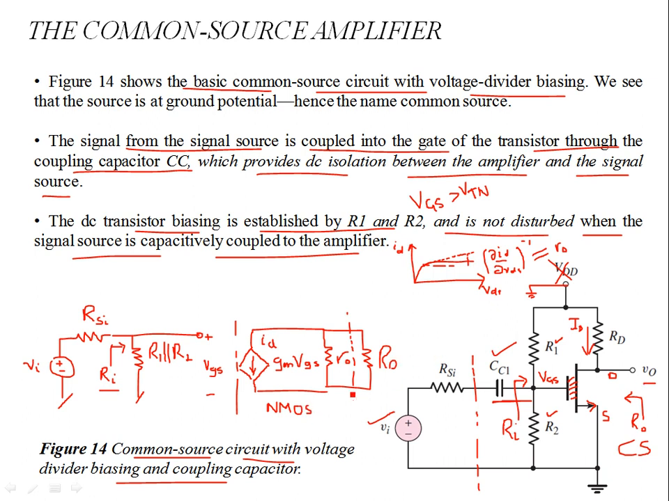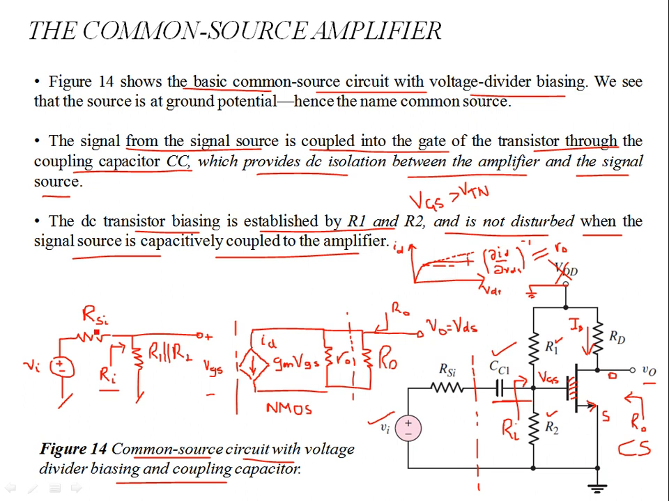Basically, this is my output resistance looking from here. My output resistance is nothing but R0 in parallel with RD, and then I have this output, which is V0. This is purely an AC quantity, which you can also write as VDS, because the source terminal is common, it's an AC ground. So V0 is basically VD. You're taking this output from the drain, right?